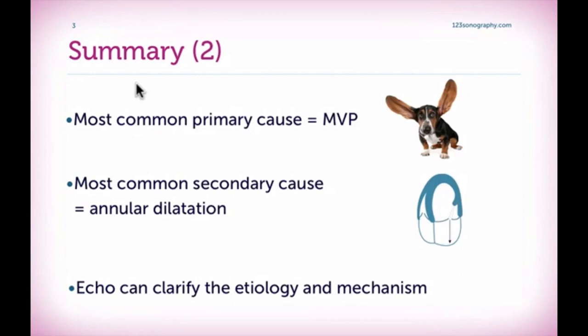The most common primary or structural cause of MR is mitral valve prolapse. The most common secondary cause is annular dilatation, which occurs as a result of left ventricular dilatation. Echo can help to clarify the etiology and mechanism of MR.